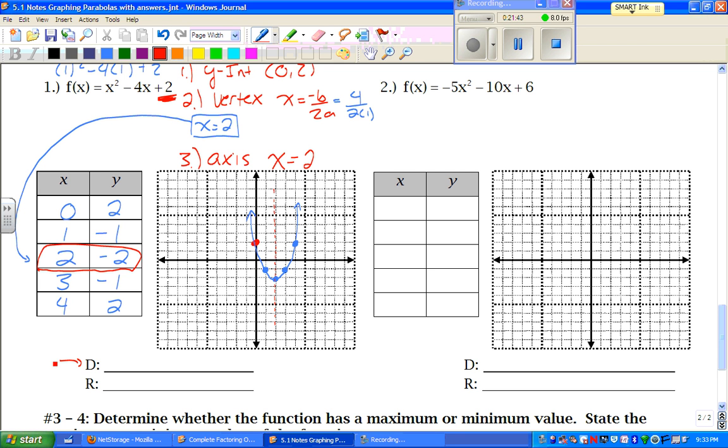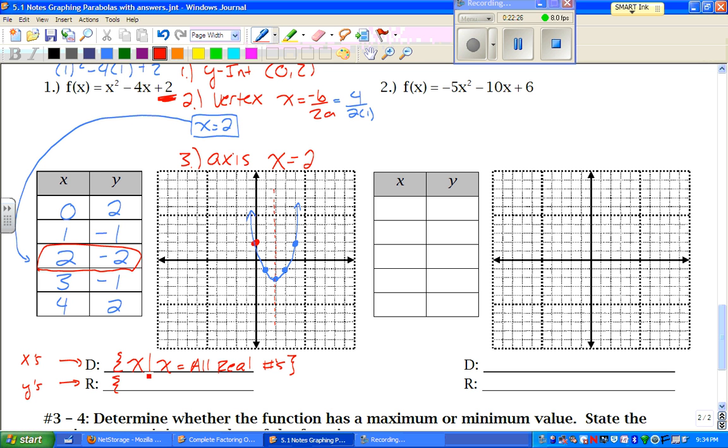Domain are all of your x values, and range are all of your y values. We've done this before. You guys actually did this probably about a month ago. So domain, how far to the left and right does this thing go? If you notice, there's no stopping point. You can't tell where this thing is going to stop going to the left. And as you trace it to the right, you can't tell me where it's going to stop on the right either. There's no actual stopping point. So this domain is going to be x such that x equals all real numbers.